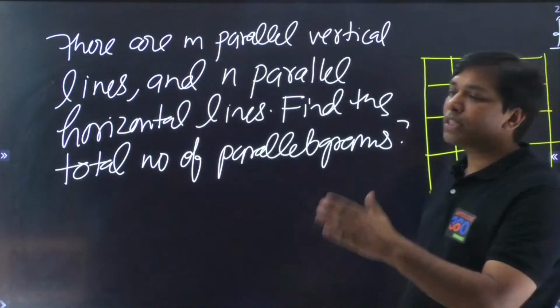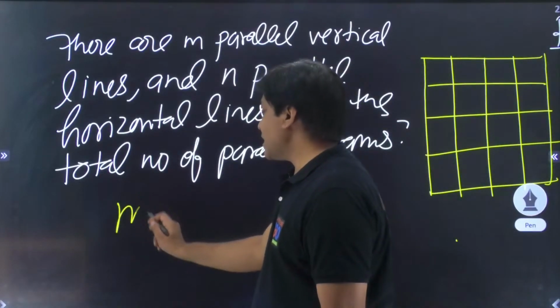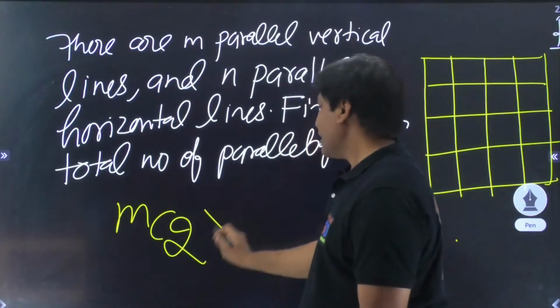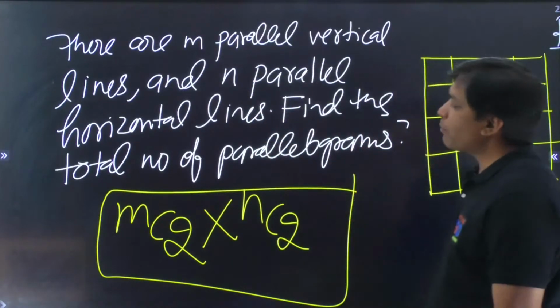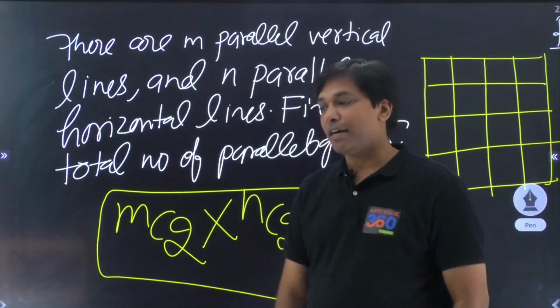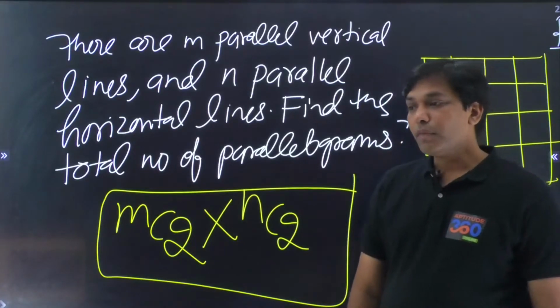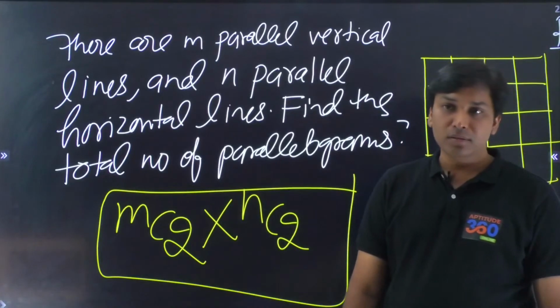m parallel vertical lines and n horizontal parallel lines. भाई मेरे को तो चाहिए mC2 and nC2. My problem is simplified. इसके आगे ऑप्शन आपको यही देके रखेगा, इससे ज्यादा वो कैलकुलेशन आपसे करवाना ही नहीं चाहेगा. Did you understand this? mC2 into nC2, problem is simple.